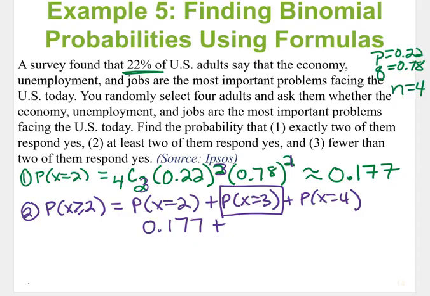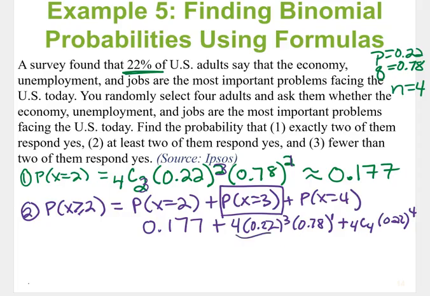Did I not write it down? I don't think I wrote it down. I just think I wrote down what it was. So 4 choose 3 was 4, and then I did the 0.22 raised to the 3rd power, and then times the 0.78 raised to the 1st power, because 3 plus 1 is 4. All right. Plus, then I repeated this, so it would be 4 choose 4, and then I did 0.22 raised to the 4th power, and then the 0.78 raised to the 0 power. Anything to the 0 power is just 1, so I'm not even going to write that down.